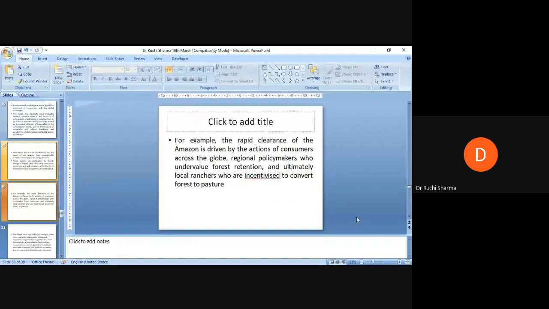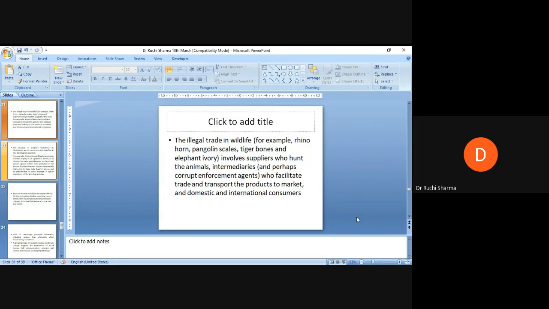For example, the rapid clearance of the Amazon is driven by the action of consumers across the globe, regional policymakers who undervalue forest retention, and ultimately local ranchers who are incentivized to convert forests to pasture. The illegal trade in wildlife, rhino horn, pangolin scales, tiger bones, and elephant ivory, involves suppliers who hunt the animals. There are intermediaries and perhaps corrupt enforcement agents who facilitate trade and transport the products to market. And there are the people who purchase it, that is, the domestic as well as the international consumers.